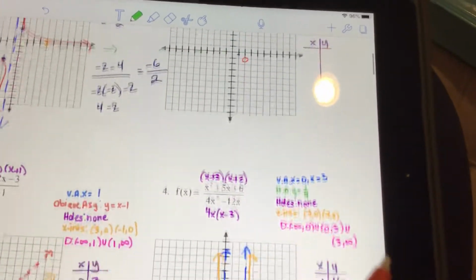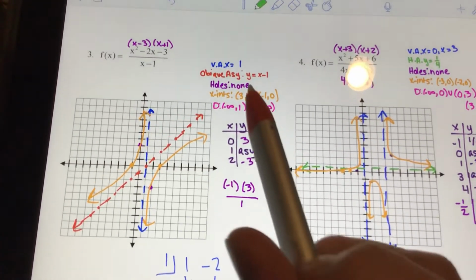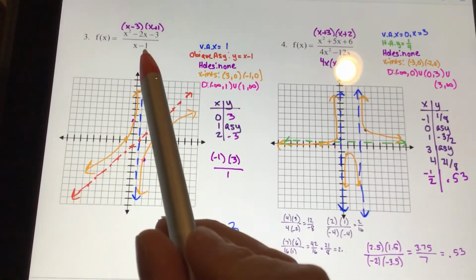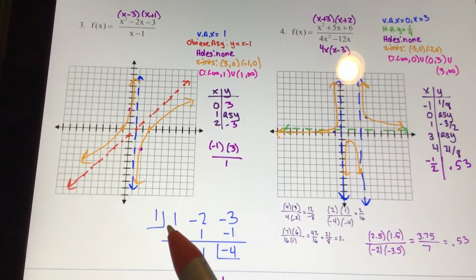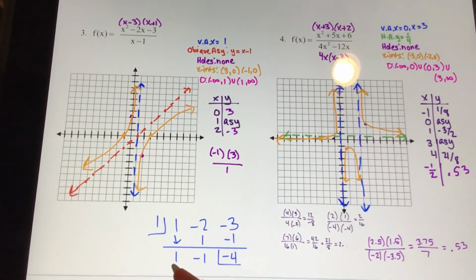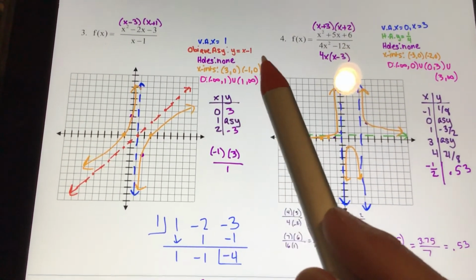You will also have a couple that have oblique asymptotes, so just a quick reminder, you're going to do synthetic division or long division. So here's my synthetic division. 1 goes on the outside. The top numbers are from the numerator, and then you do y equals x minus 1. You ignore the remainder when you're doing your oblique asymptote.